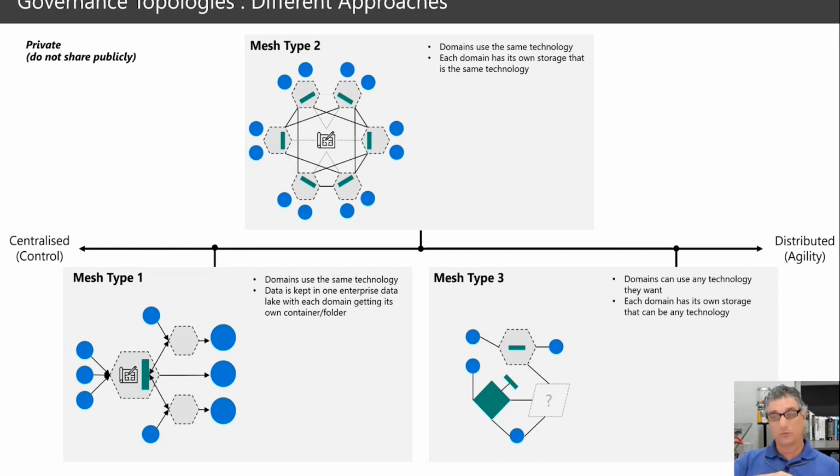If we go to mesh type two, we're getting more distributed, in which case each domain has its own storage. So they will have their own container. Now the challenge could be, well, if I need to combine all this data, these domains could be located anywhere across the world. So I have a performance issue now. I also have a security issue of how am I going to connect all those storages all over the world together. So I don't see many customers using data mesh type two.